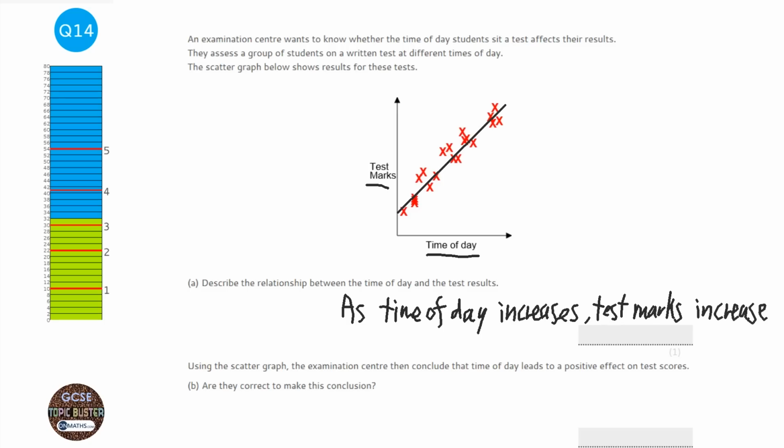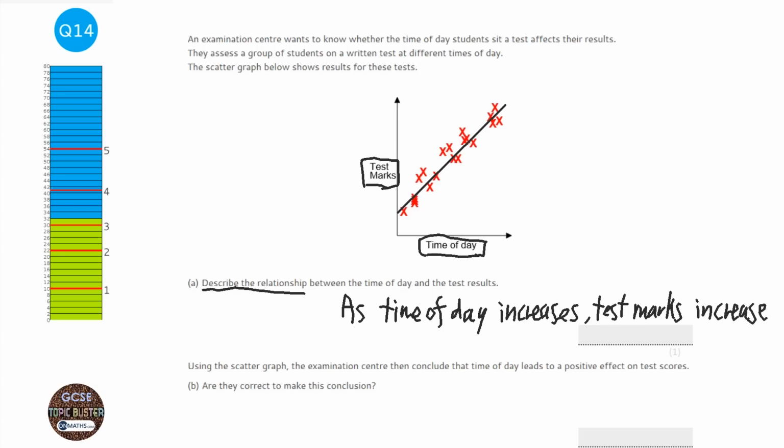So there's a difference between describing the type of correlation or writing the type of correlation and describing the relationship. When you're describing the relationship, it's just as the one at the bottom increases, the one up the side either increases or decreases. So it says, using the scatter graph, the examination centre then concluded that time of day leads to positive effect on test scores.